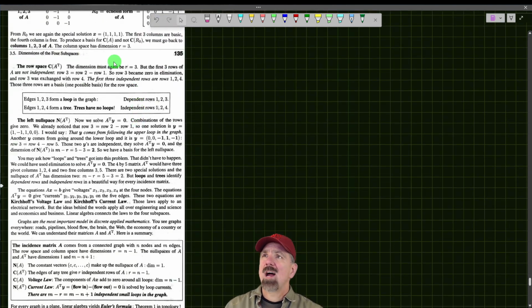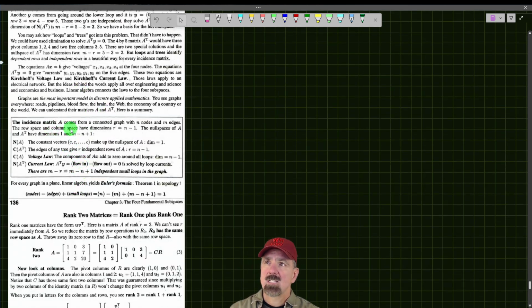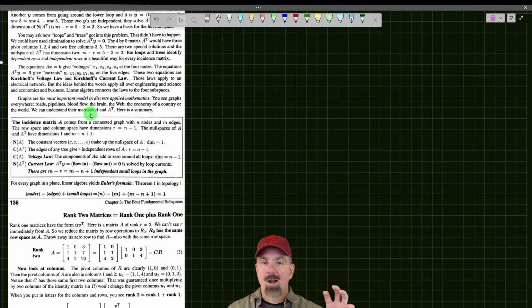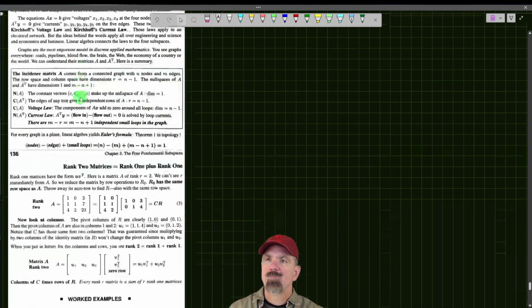One more item: he talks a little bit more about the application as it applies to Kirchhoff's current law and Kirchhoff's voltage law. These are some things that you remember from physics. So he talks about the incidence matrix with respect to that specific application. We won't be doing this specific application, but it's a good thing for you to look through and understand where one simple application comes from as it relates to linear algebra.